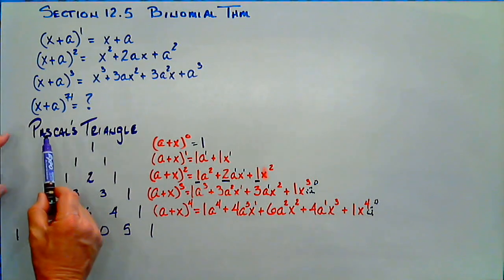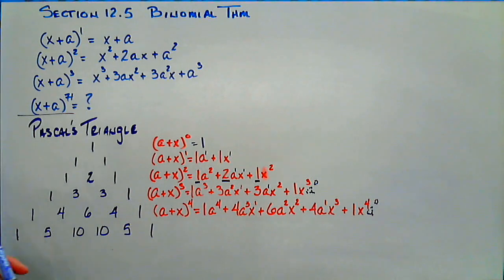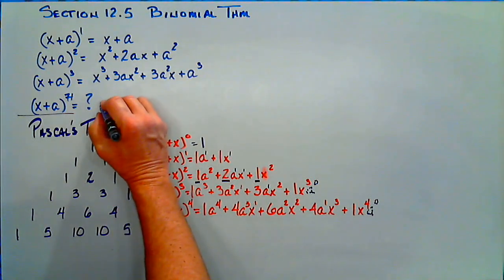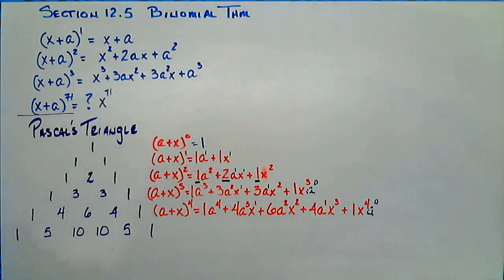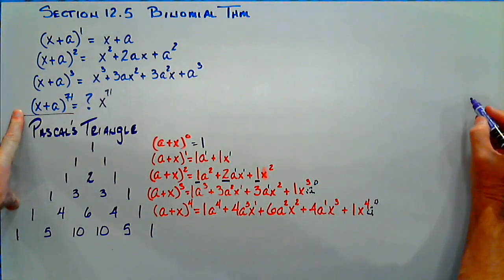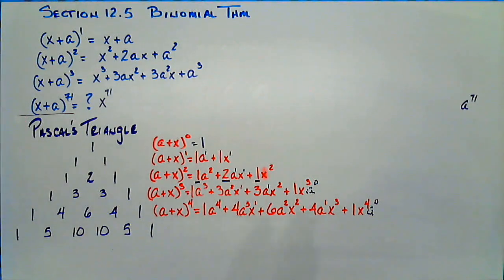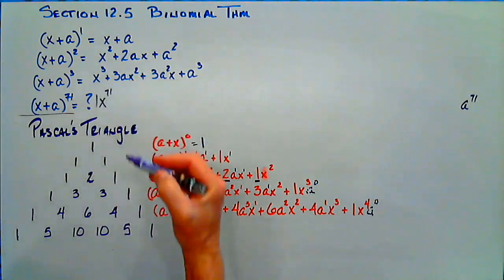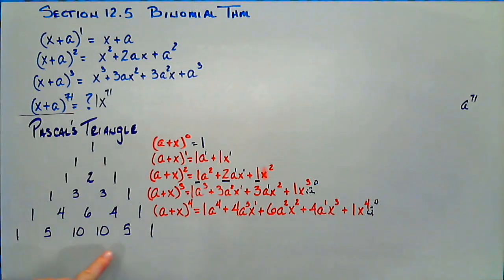So one thing we know about this, right? One thing we know about this. Well, for example, all of us know the first term is going to be x to the 71st. And all of us know the last term is going to be a to the 71st. Now, we don't know a lot of information about the terms that come in the middle. And what do I mean we don't know a lot of information? Well, what I mean is we don't know the coefficients. We know this coefficient is 1 because that's what Pascal's triangle always starts with. We know this coefficient is 1 because that's what Pascal's triangle always ends with.